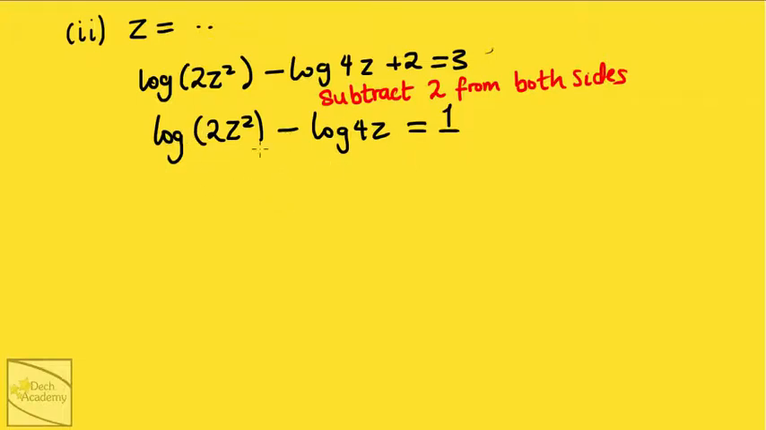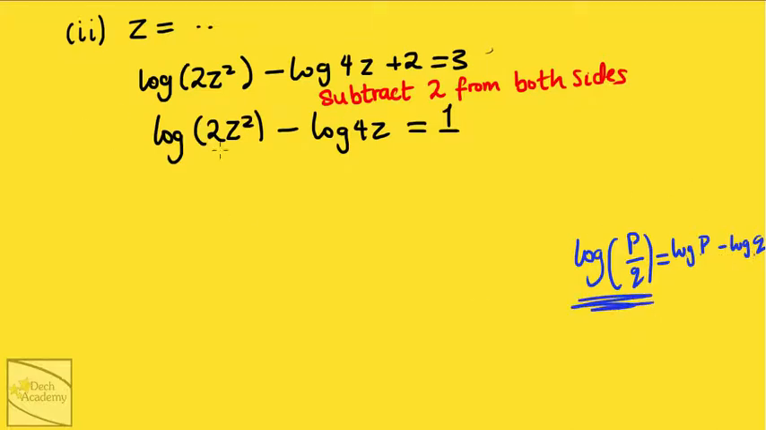The next step needs a bit more thought, and you need to be able to recall a rule in reverse, because you know that the logarithm of p over q is equal to the logarithm of p minus the logarithm of q. So if you see something of the form log p minus log q, you can always write it in this simplified form. That's what I'm going to do here, because in this case my p is 2z squared and my q is 4z. So I can write this as the logarithm of p over q, which would be the logarithm of 2z squared over 4z, being equal to 1.